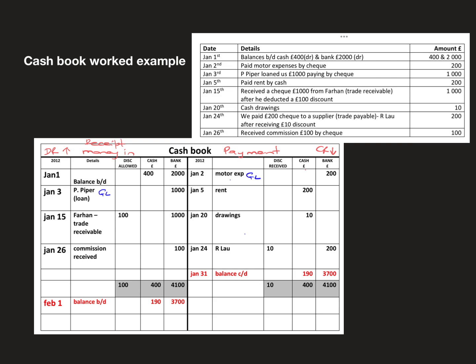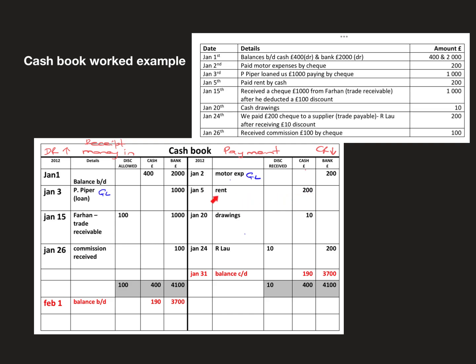Next transaction, January 5th, it says paid rent by cash. So right away, the word paid suggests it's going to be on the payment side of the cash book, and we're paying rent. We're paying it by cash, so this will affect the cash column on the payment side. And if you look here, January 5, we write what we're paying. We're paying rent, and we're paying it by cash.